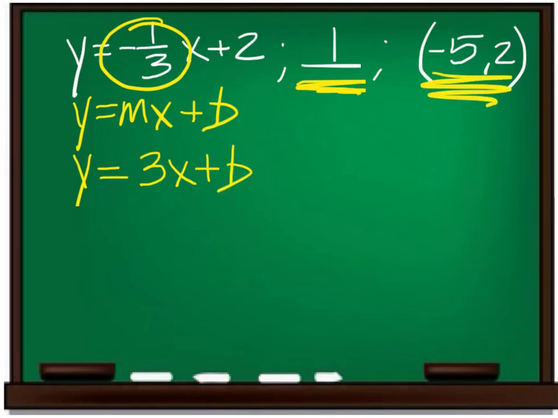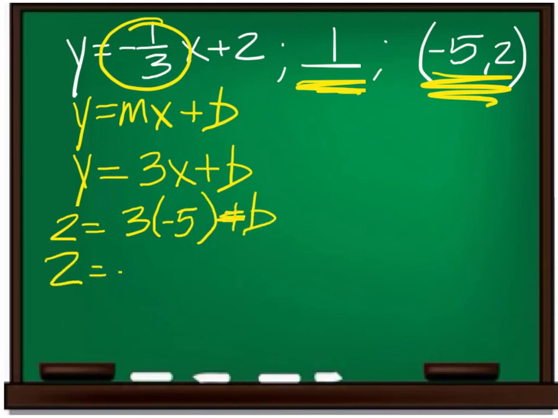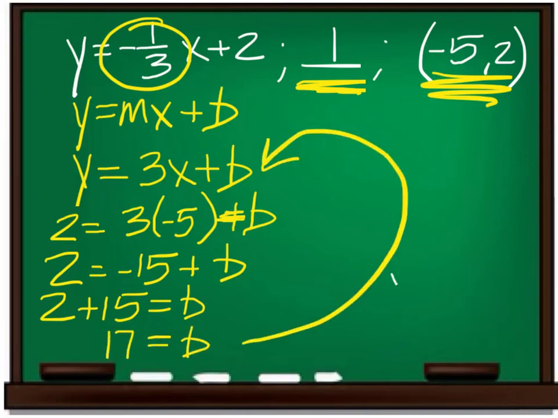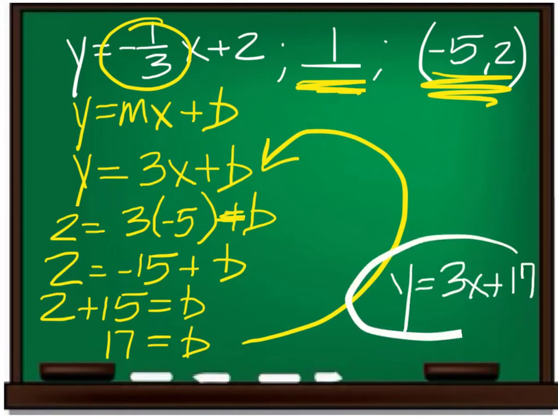And then plug in this point. 2 and negative 5. So that would be a negative 15, which you would move to the left, change the sign, and come up with 17. So your final answer is y equals 3x plus 17.